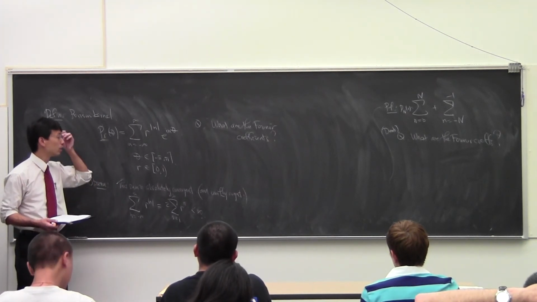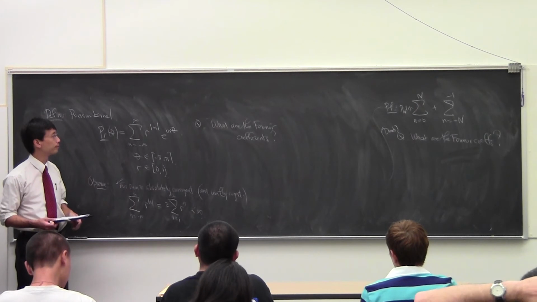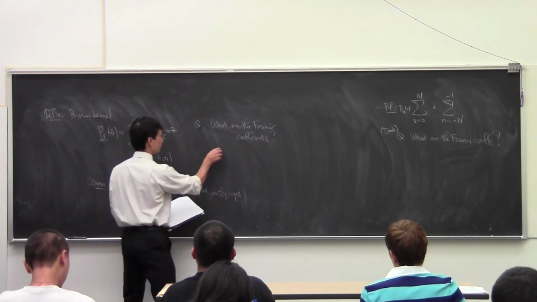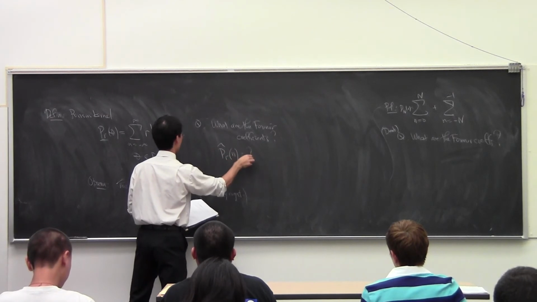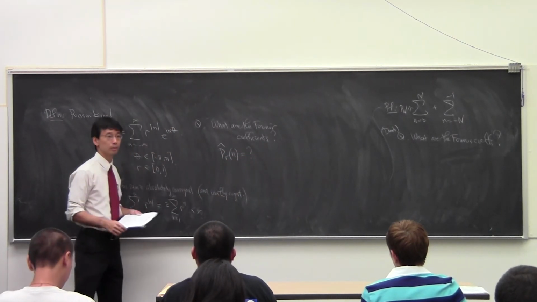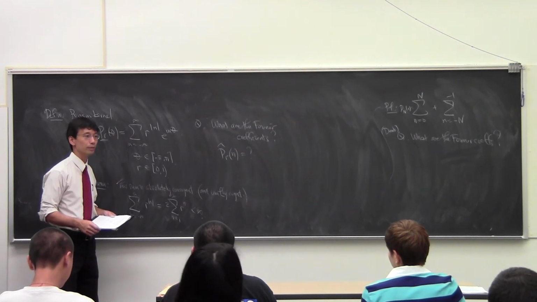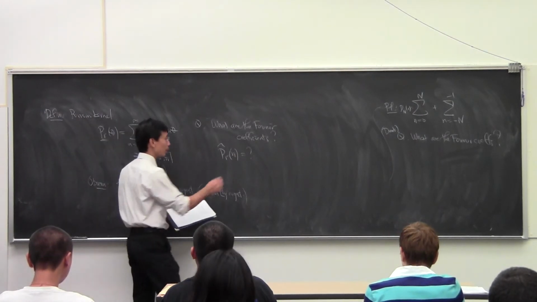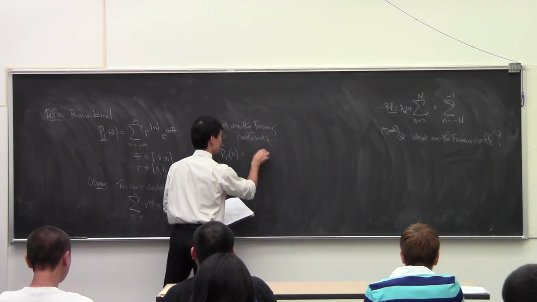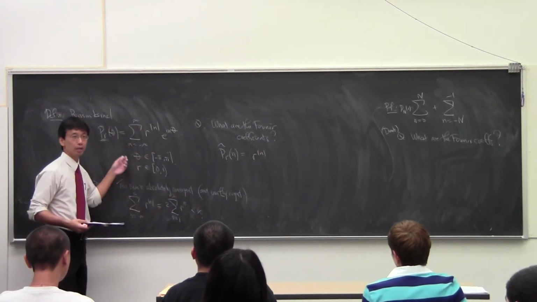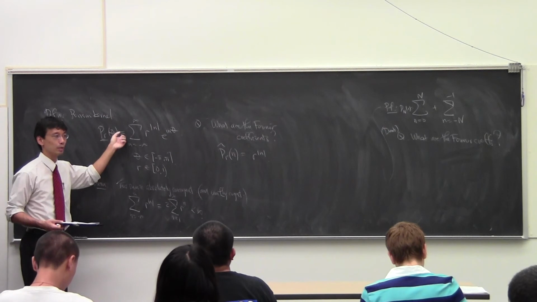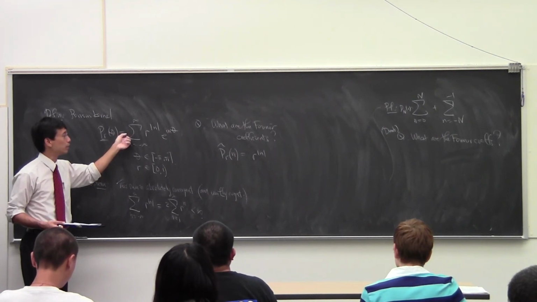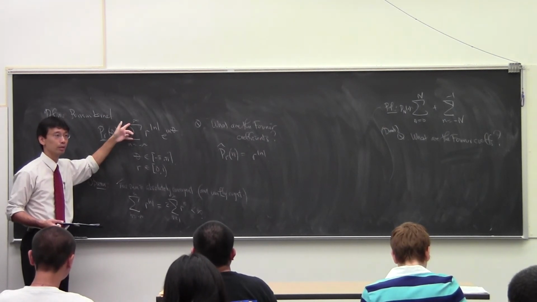Of P_r. What's P_r hat at n? Jennifer? R to the absolute value of n, right? And the reason this is not a dumb question is because we don't have a finite sum anymore.